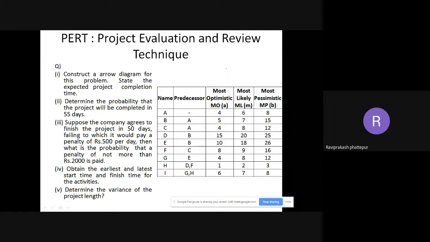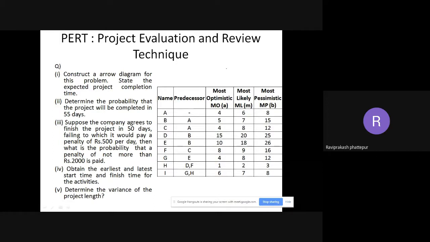If you see the second bit, they are asking what is the probability of completing the project in 55 days. So probability is the one that is additionally added to this particular problem, compared to CPM. And the third point in the question says, if I am thinking of finishing the project in 50 days, and there is a penalty of 500 rupees per day after 50 days, what is the probability of my paying a penalty of not more than 2000? So this is again a probability they have asked here. Okay, so we'll go one by one.